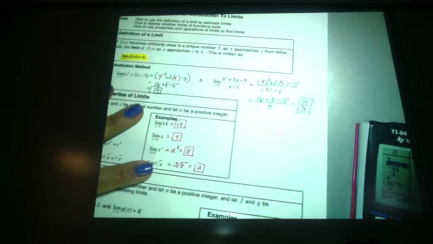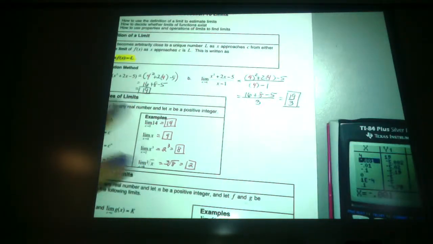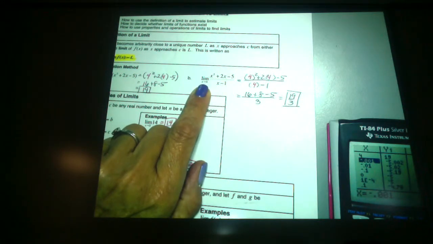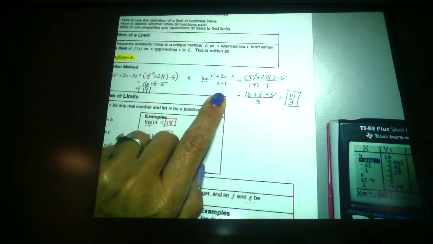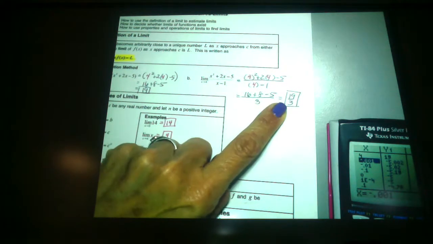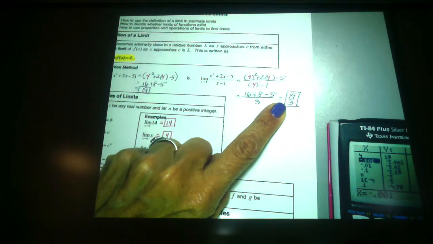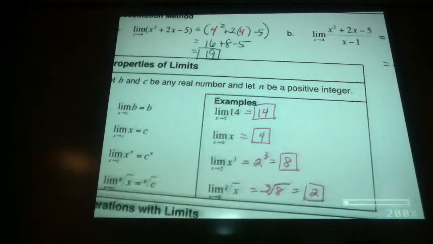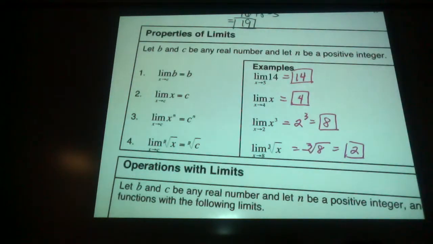So example B is the same thing. What is the limit of this function as x approaches 4? So if I put 4 in for x in all 3 places, I evaluate it and I get 19 thirds. Your calculator probably isn't going to give you 19 thirds if you try to use it. So if it's a fraction answer, I want the exact fraction answer, not the decimal equivalency. All right, so there's that. Then we have a whole bunch of properties that are kind of no-duh properties. They do make sense based upon your experience that you've had so far.